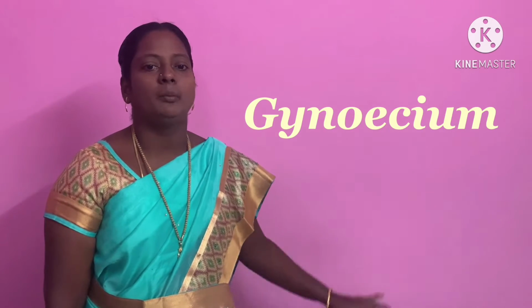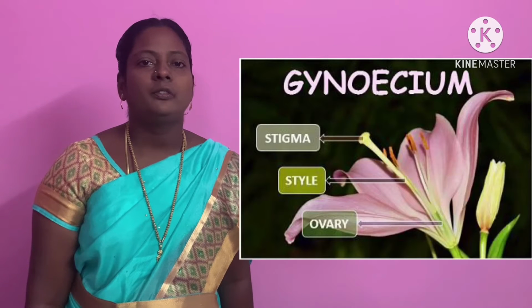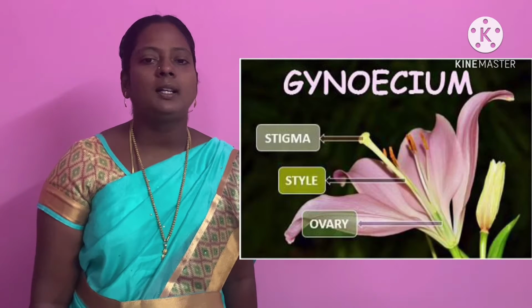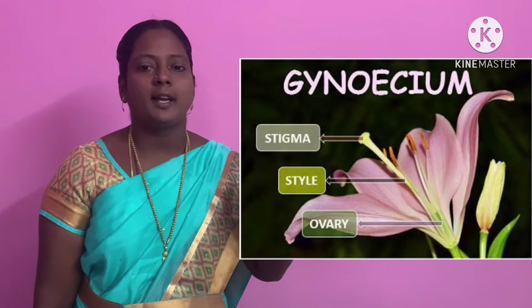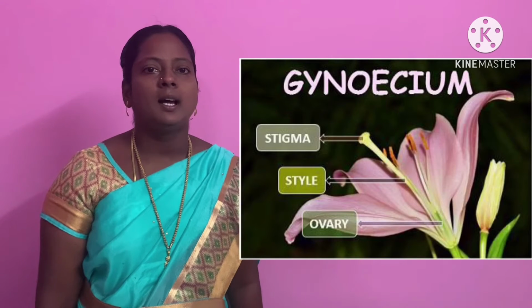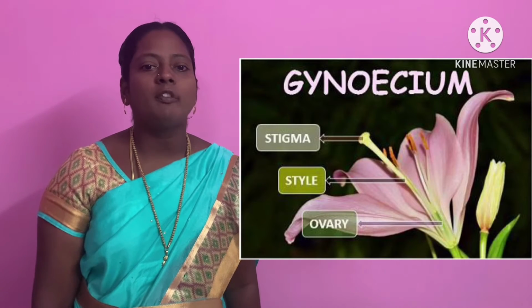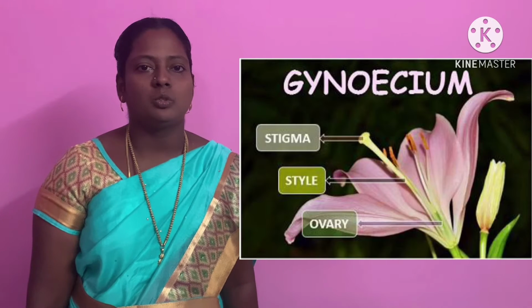Come on students, let's learn about gynoecium. Gynoecium. It is the female part of the flower. It has three parts. They are ovary, style and stigma. The ovary contains the ovules.